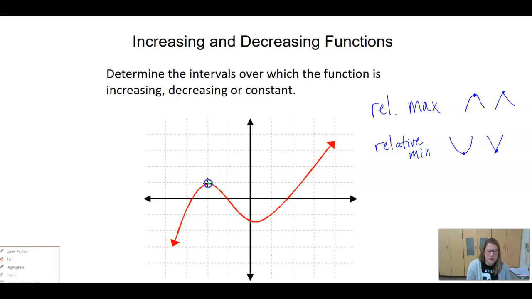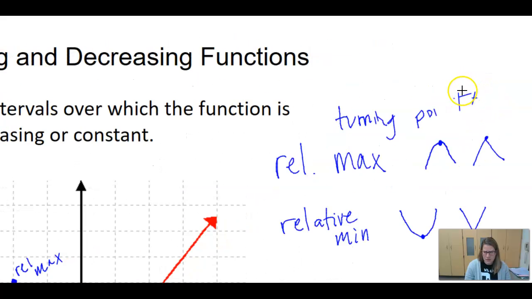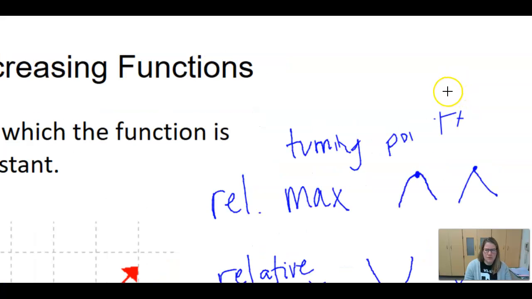Okay. So this one right here has a relative max here and a relative min here. This is the relative max because this point is higher than the ones around it. It's a turning point, I should say that. They're always turning points, where it's going from increasing to decreasing or from decreasing to increasing. So they're always going to be turning points on the graph.